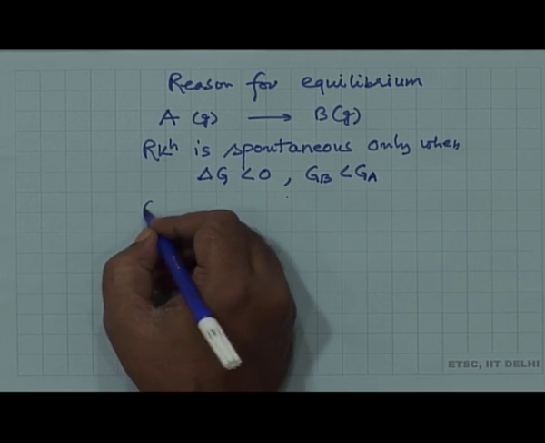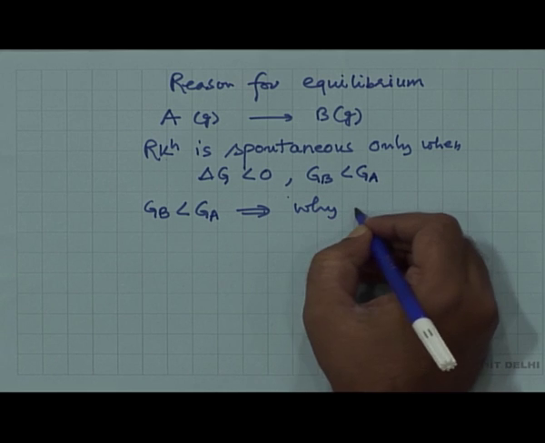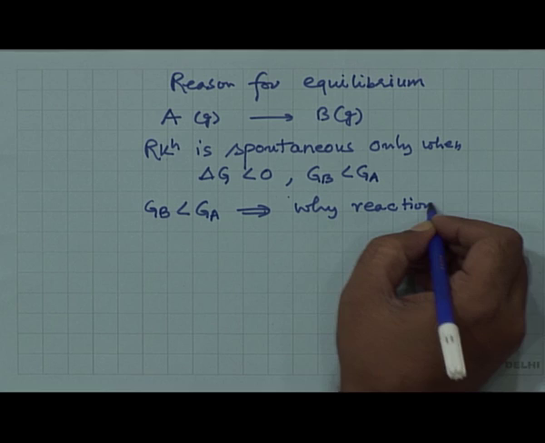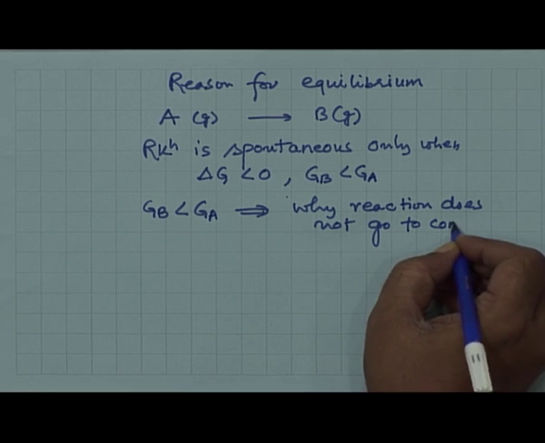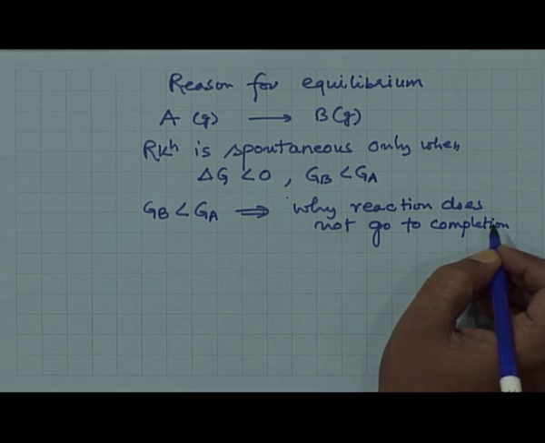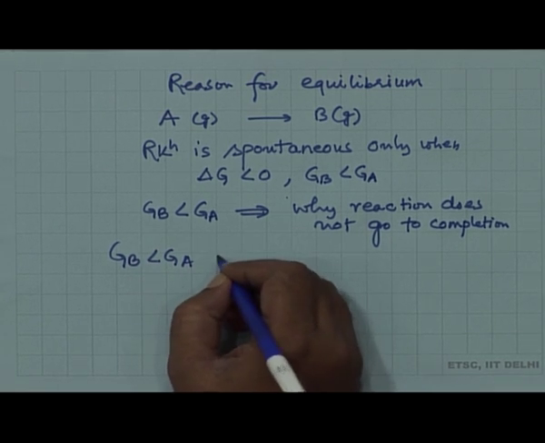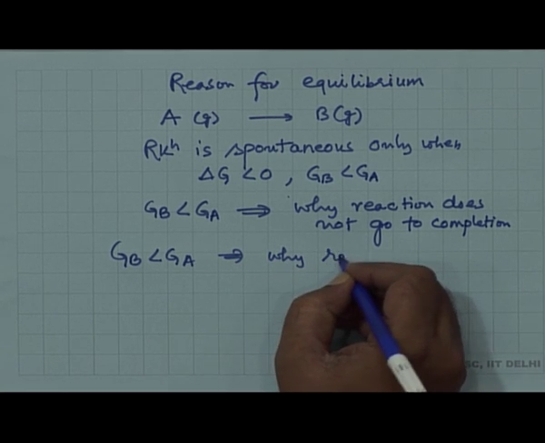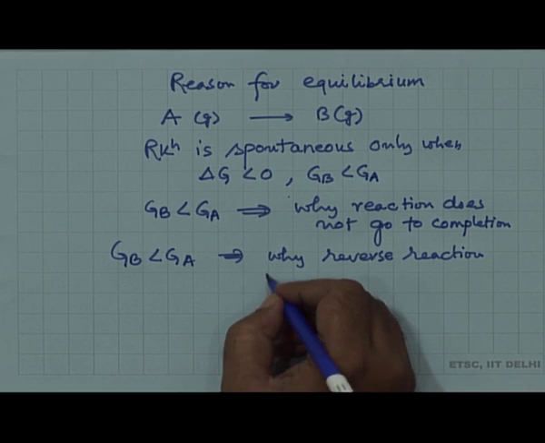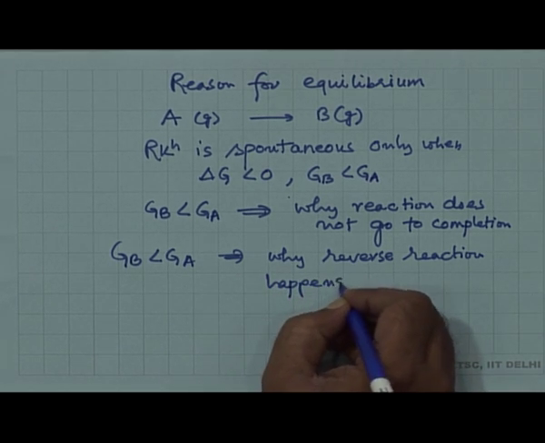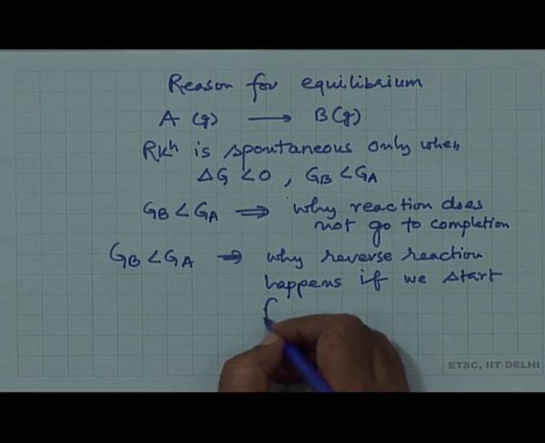Now, the question is, if G B is less than G A, why does the reaction not go to completion? The second question is, if G B is less than G A, why does the reverse reaction happen if we start from pure B?